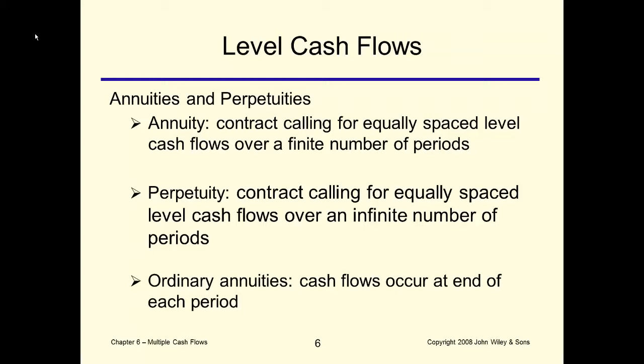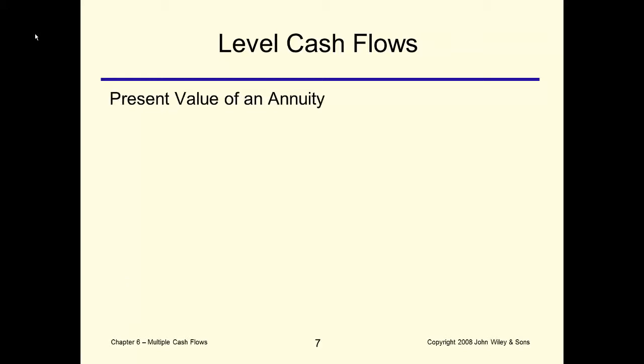And with annuities, we always assume that cash flows occur at the end of the period. We can have an annuity due. That's when cash flows occur at the beginning of the period. But unless otherwise stated, we'll assume we're dealing with ordinary annuities where cash flows occur at the end of each period. We talk about these special cases of cash flow streams because they're common and they occur in practice. And also we have formulas that allow us to easily calculate the future values and present values of annuities and perpetuities.